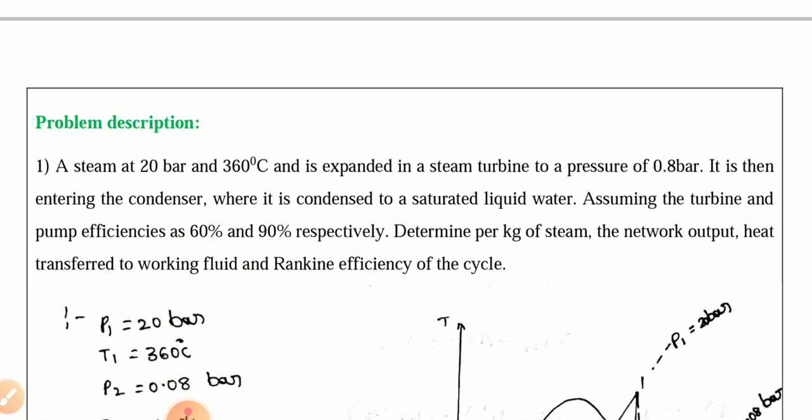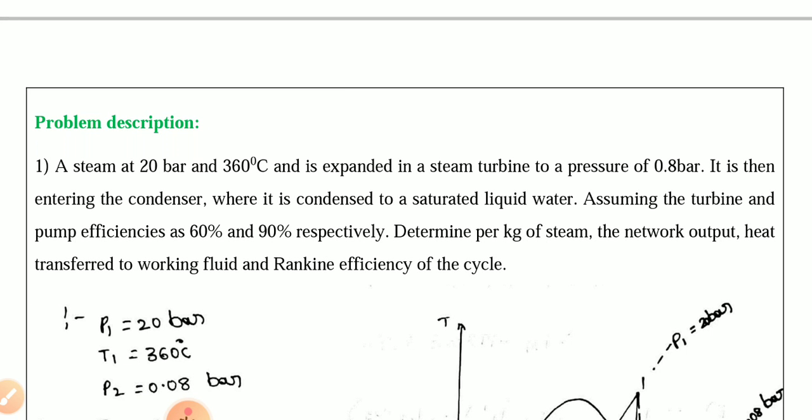The problem description is: steam at 20 bar and 360 degrees Celsius is expanded in a steam turbine to a pressure of 0.8 bar. It then enters the condenser where it is condensed to saturated liquid water. Assuming the turbine and pump efficiencies as 60% and 90% respectively, determine, per kg of steam, the net work output, heat transfer to working fluid and Rankine efficiency of the cycle.